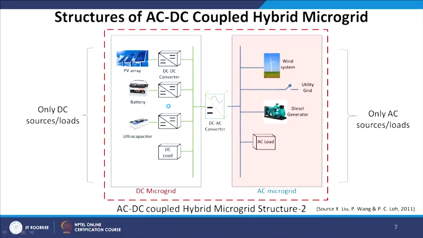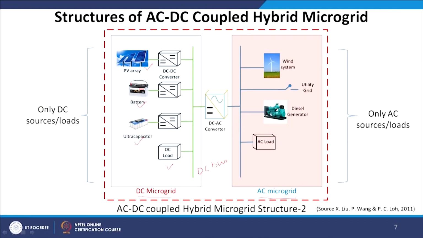And this is another structure, we call it structure 2, where you can all see the left half is my DC microgrid, and the right half is my AC microgrid, and we can clearly observe that the PV, battery, ultracapacitor and DC loads, all DC characteristic based generations and loads, are connected to my DC bus.